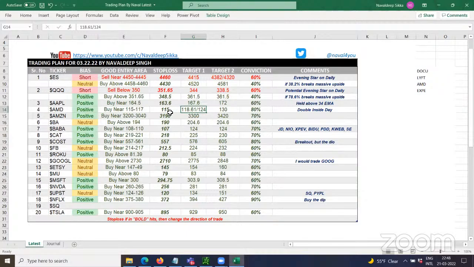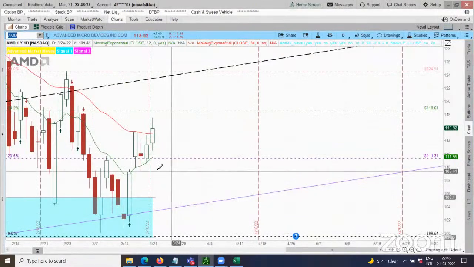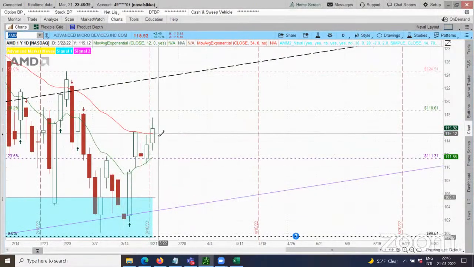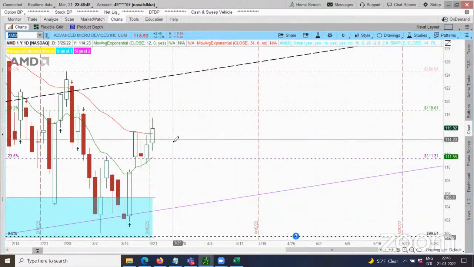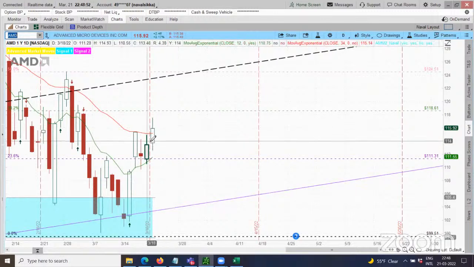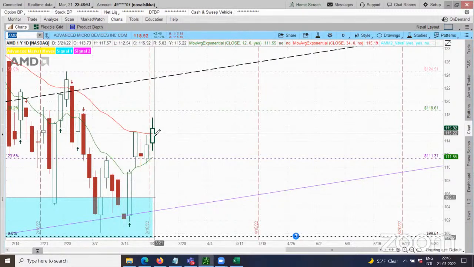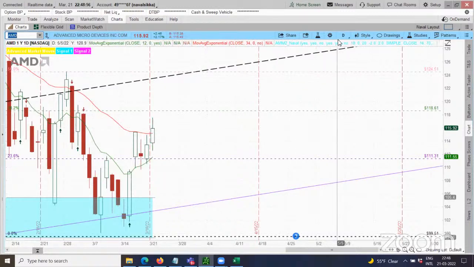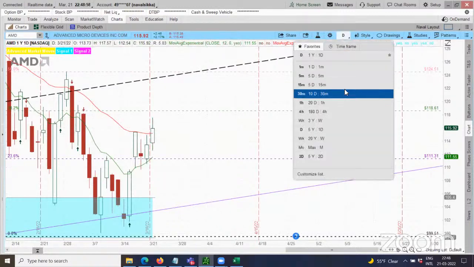115 is really important. If it loses 115, you should exit. Simply exit the trade. And do not buy if it is below 115 at open. Let it cross 115 and hold. If it holds only, then it makes sense. Let me just show you on 30 minutes.